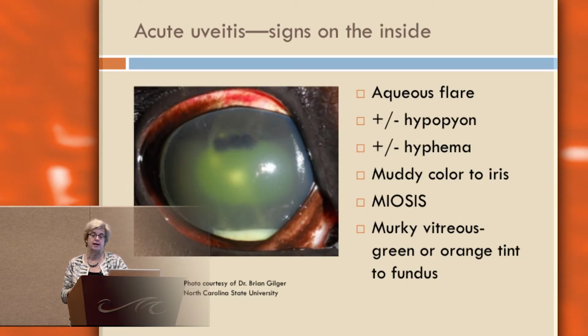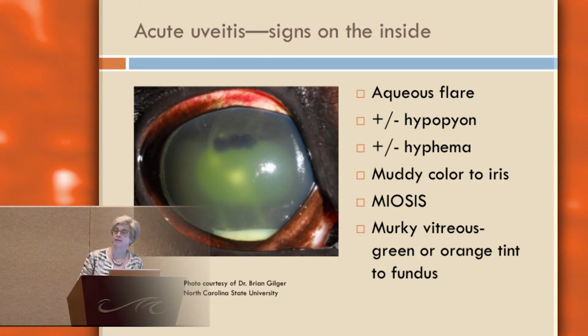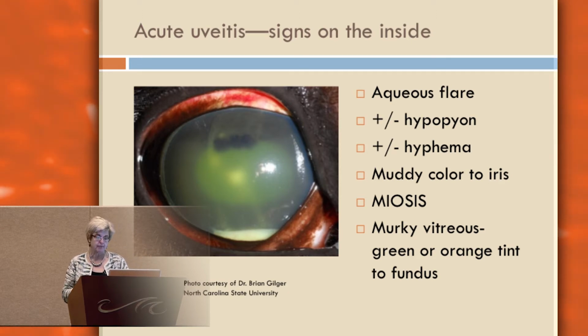On the inside, what's happening? You're getting flare in the aqueous. And if you get enough flare, it's like a snowstorm. It snows and it falls down and it makes a snowbank and it creates something called hypopyon, which is literally just a snowbank full of white blood cells. A muddy color to the iris if you're able to see it. Meiosis. Have I said that enough? Meiosis, meiosis, meiosis. A murky vitreous, and often that gives a green or an orange tint to the fundus, and you just don't feel like you can focus on that fundus well.